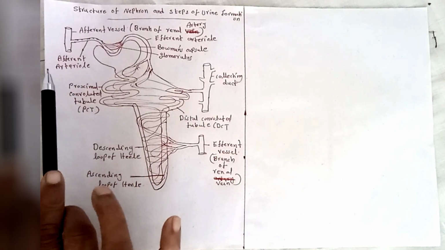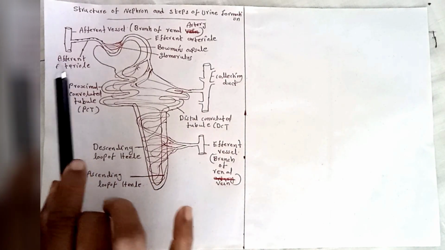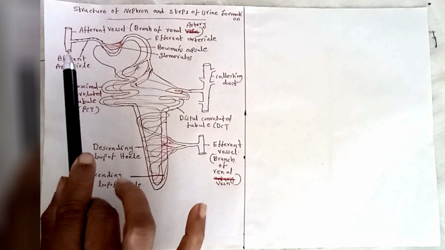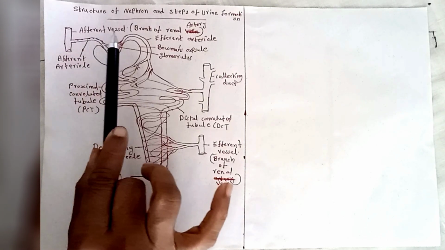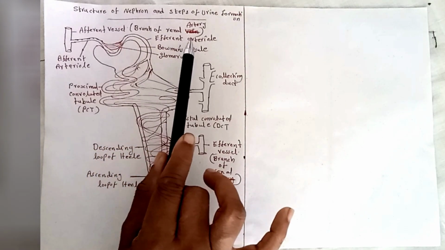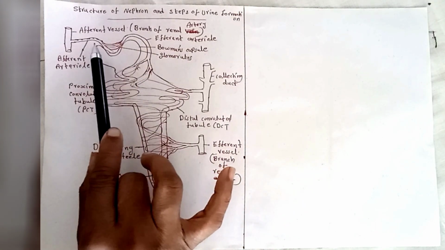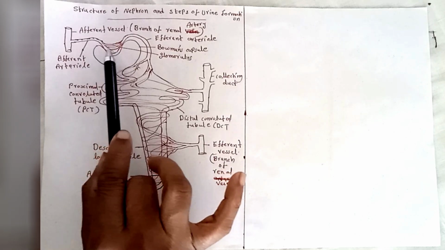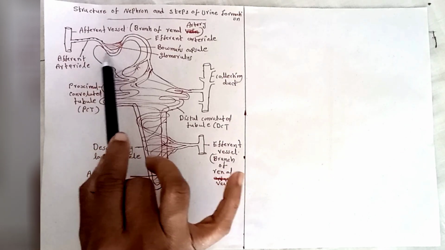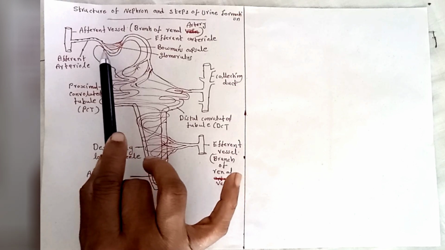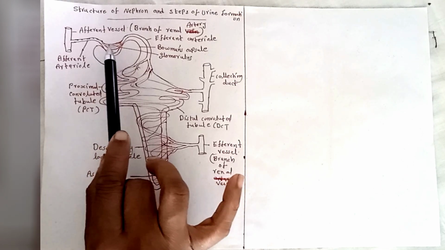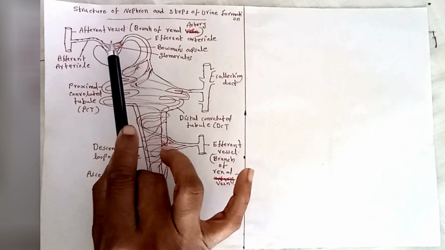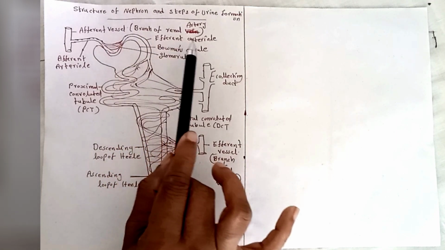Then the blood circulatory part, that means the afferent arteriole, which is a branch of the afferent vessel, that means a branch of the renal artery, enters into the mouth part of Bowman's capsule and is divided into numerous minute blood capillaries, that is known as the glomerulus. Again, these glomerular capillaries join to form the efferent arteriole.